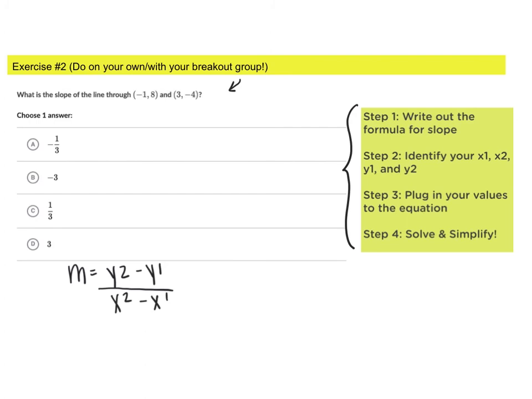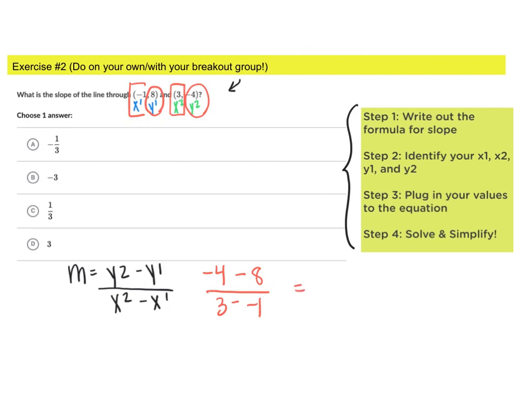All right. Now to go over this question, the first thing you needed to do was identify your y2, your x2, etc. So this was my x1, my y1. This is my x2, my y2. So I'm going to go ahead and use these to plug into my equation. So I have negative 4 as my y2 minus y1, 8, over 3 as my x2 minus negative 1.